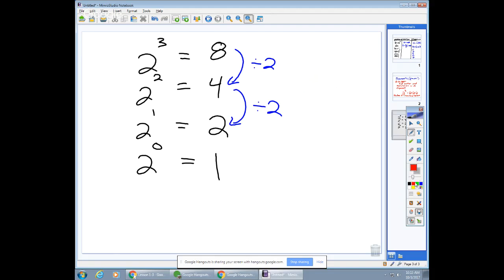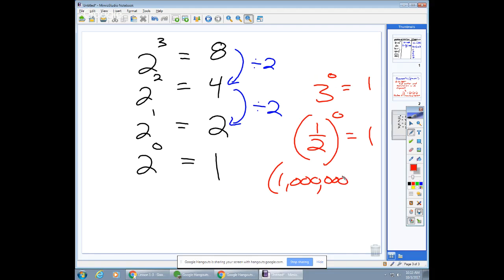So off to the side here, what would 3 to the power 0 be? 1. What would 1/2 to the power 0 be? 1. What would 1,000,000 to the power 0 be? 1. Okay. So it's just a rule based on this pattern with exponents.